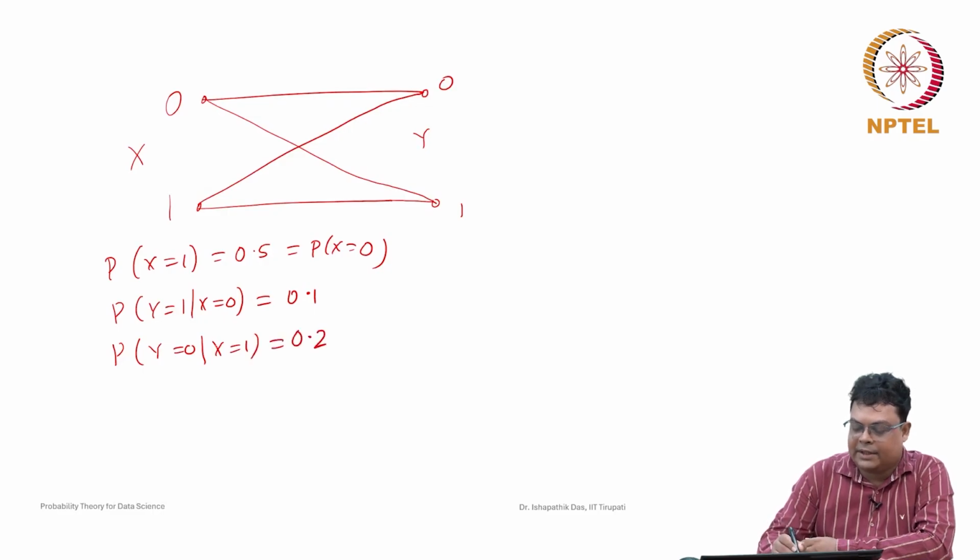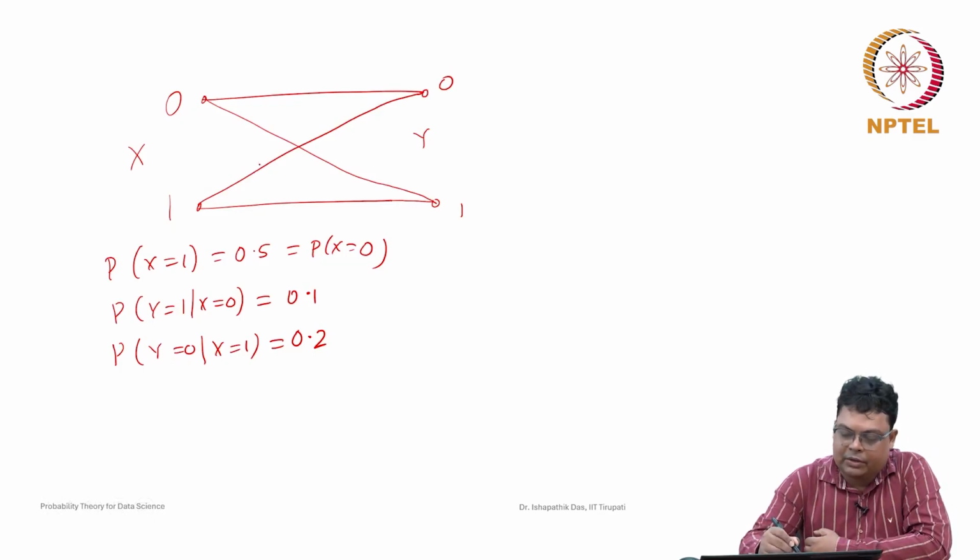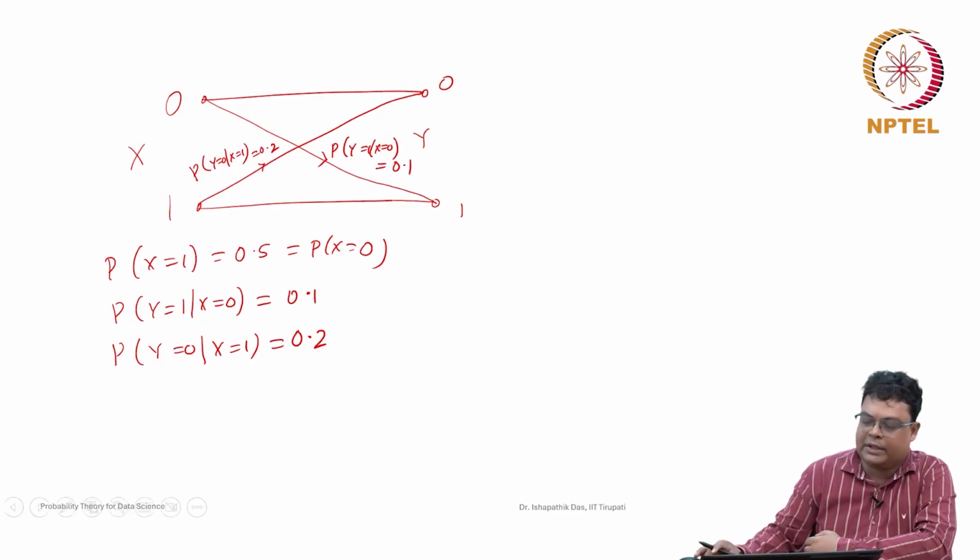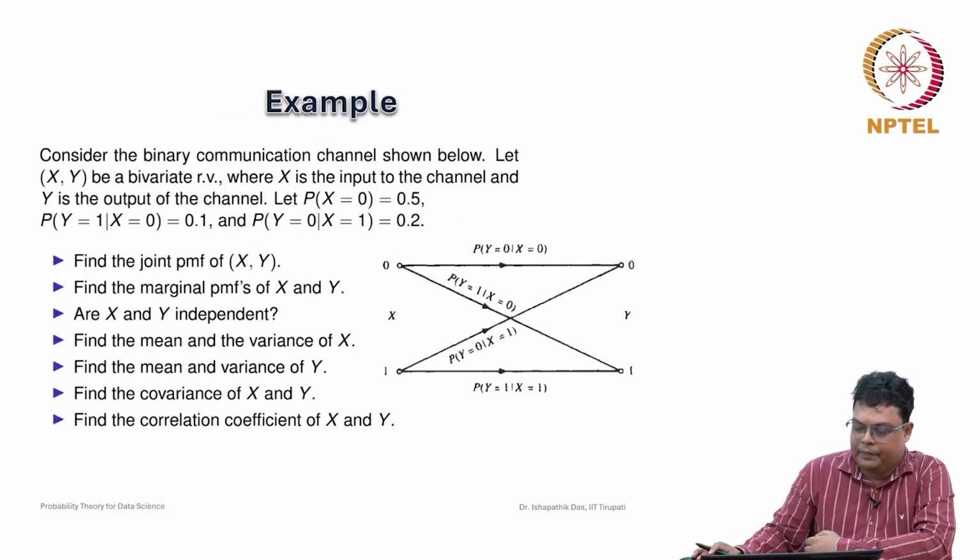So, whenever x is on, there is a possibility that y can be off. So, this probability, the probability of y is equal to 0 given x is equal to 1, is nothing but 0.2, and the probability that y is equal to 1 given x is equal to 0 is nothing but 0.1. So, this is the information that is provided.